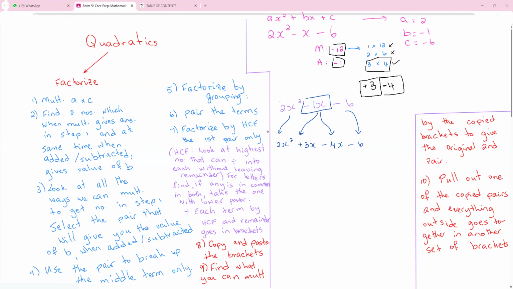So now we end up with 4 terms. Each one of them will be separated by an addition or subtraction sign. When we have 4 terms, we perform factorization by grouping. So anytime you are given an expression with 4 terms to factorize, you're performing factorizing by grouping. So we pair up our terms, first pair, second pair.